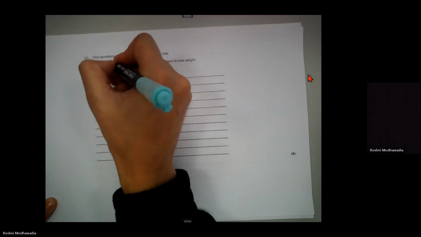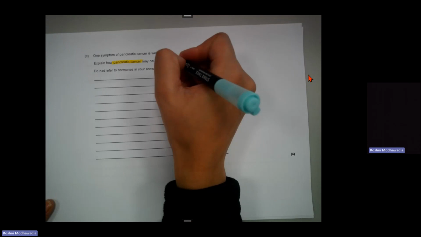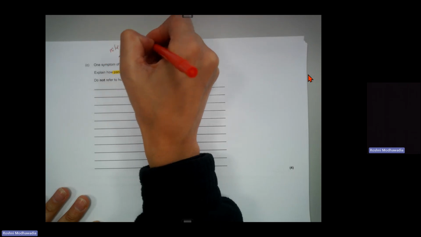This again is a longer answer question now. So one symptom of pancreatic cancer is weight loss. Explain how pancreatic cancer may cause a person to lose weight. Again, as you're reading this question, you've got multiple mind maps forming in your mind. So we've got first, all the knowledge that we know about the pancreas, everything we know about cancer, losing weight. So in this question, we need to understand the role of the pancreas.